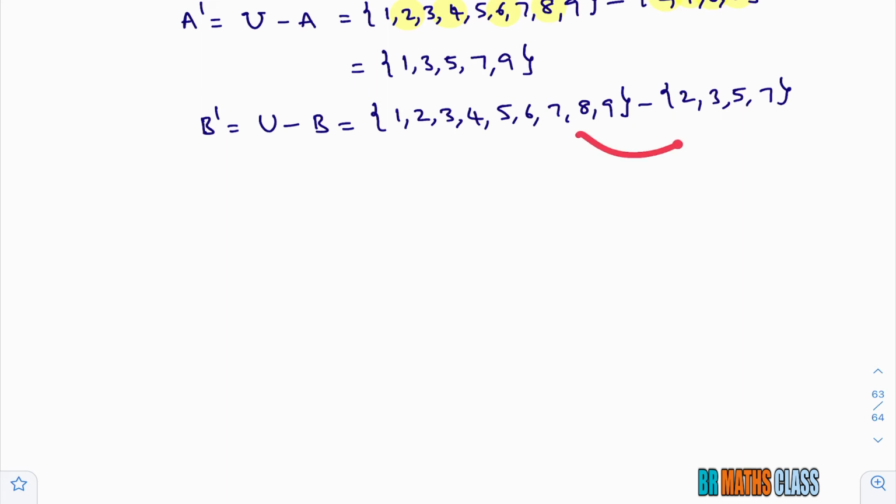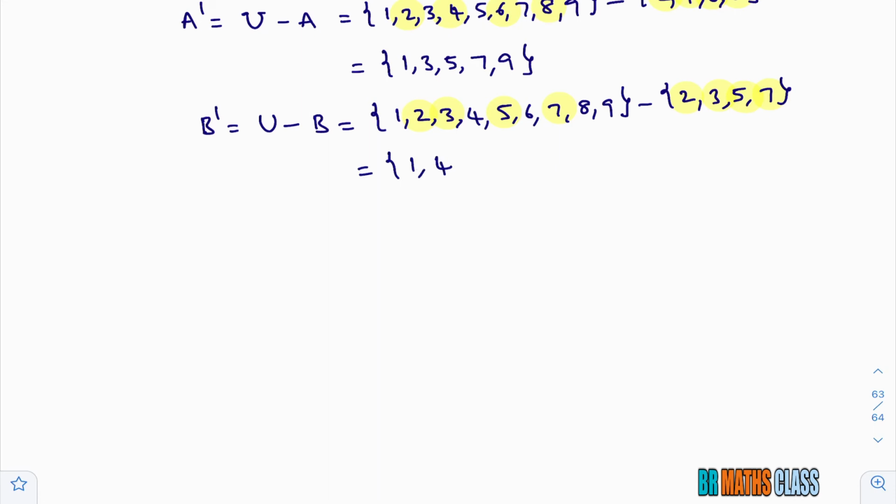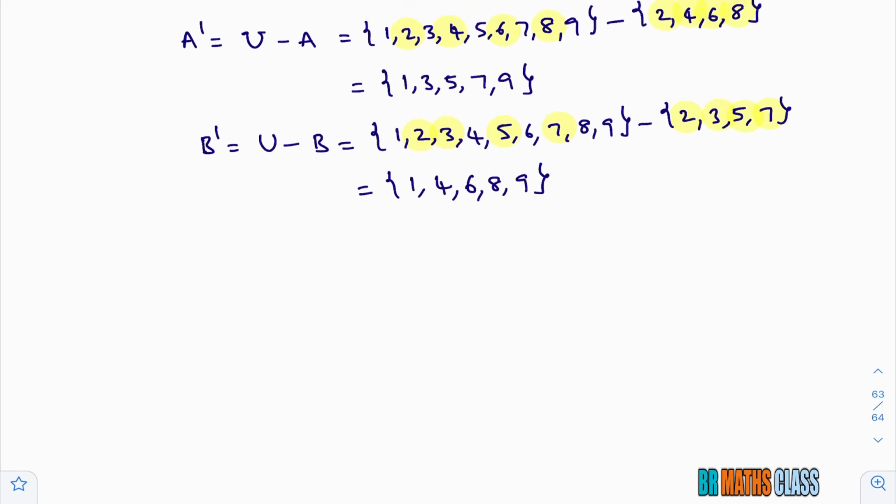Now this is the difference of sets. You identify the common elements: 2, 3, 5, 7. In the first set, what elements are remaining other than the common elements? That is the answer. What elements are remaining? 1, 4, 6, 8, 9. Okay, now I know what A dash is and what B dash is.